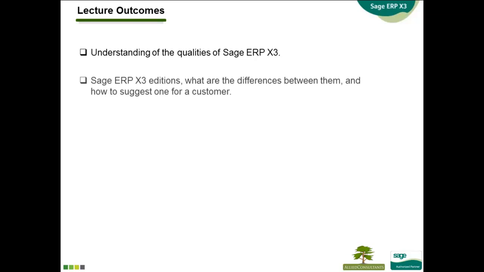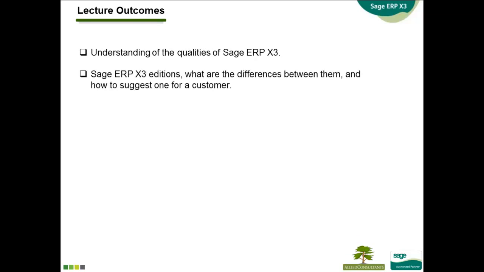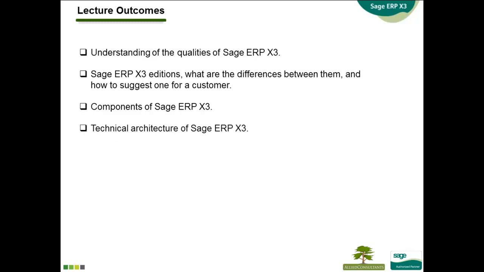So here are the lecture outcomes. You should now have an understanding of the qualities of Sage ERP X3, the editions of Sage ERP X3, what the differences between them are, and how to suggest one for a customer. Components of Sage ERP X3: database servers, application and main process servers, additional process servers, print servers, business object servers, Java Bridge, web servers, Citrix XenApp, client workstation, mail servers or SMTP bridge, and mail clients. Technical architecture of the Sage ERP X3. Tools that are required for the development, and the language is 4GL, which we use for the custom development of the Sage ERP X3.